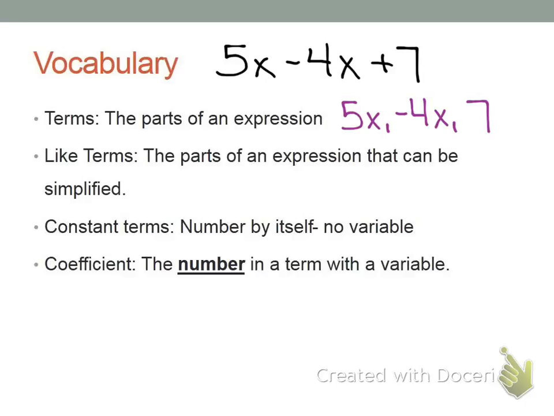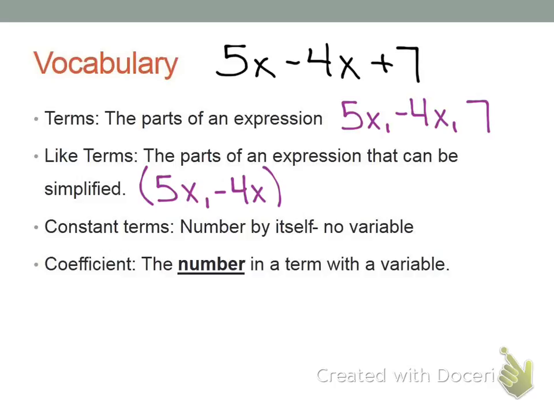No. Emily? 5x and negative 4x? Yes. 5x and negative 4x. So in parentheses, I'm going to identify that my like terms are 5x and negative 4x, and I separate them with a comma. Does 7 have a like term? No. So it's by itself. So I don't list it as a like term because it's just the term by itself.